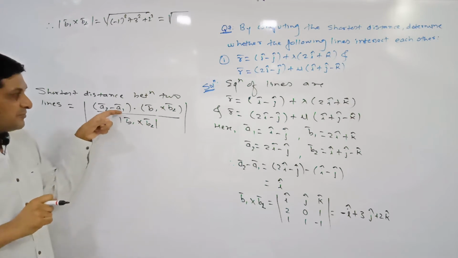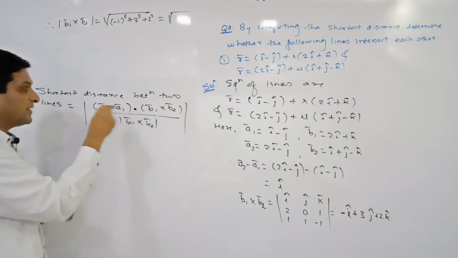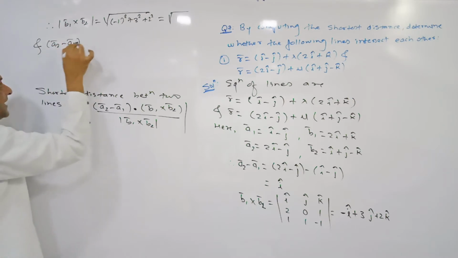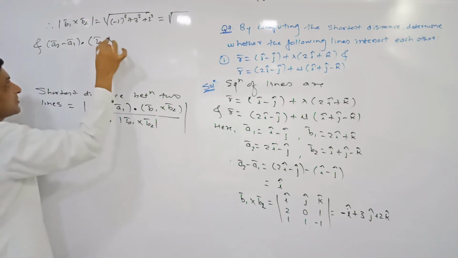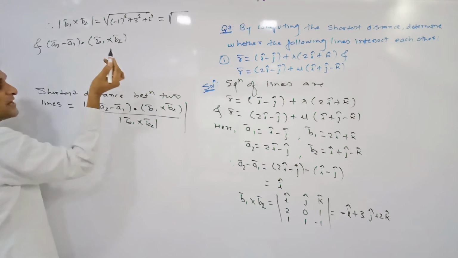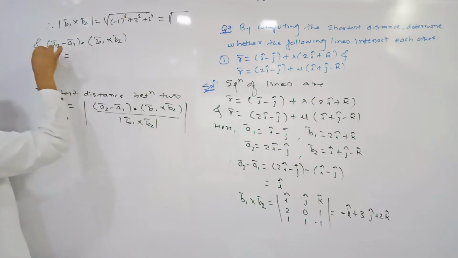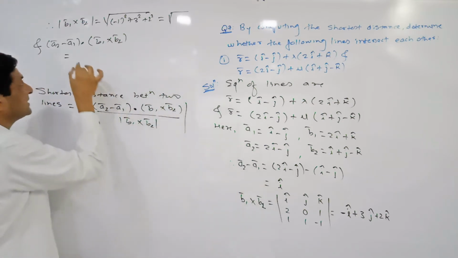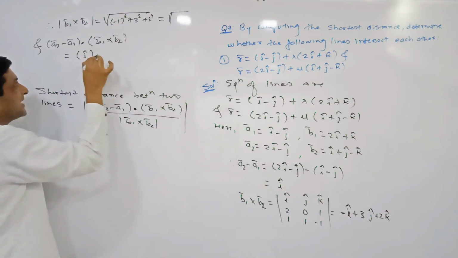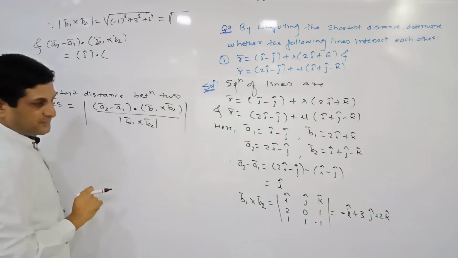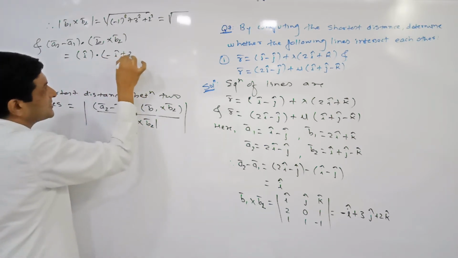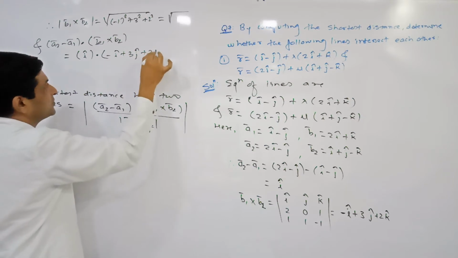In the numerator we will require the dot product of which two vectors? a2 bar minus a1 bar and b1 bar cross b2 bar. Let us try to find out this dot product. a2 bar minus a1 bar, its value is equal to i cap. So its value is equal to i cap dot, and here the value of this cross product is minus i cap plus 3j cap plus 2k cap.